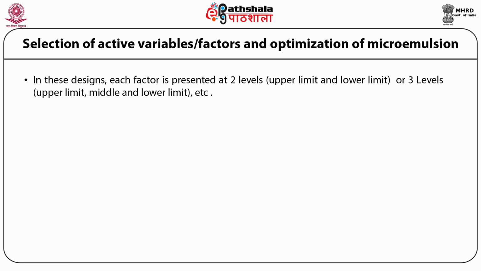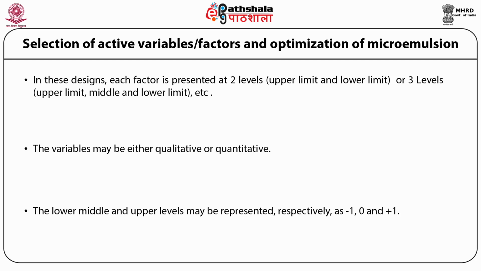Now each factor has different levels. Depending upon our experimental domain, we either take two levels, that is upper limit or lower limit, or three levels, that is upper limit, middle limit or lower limit. So the variables may be either qualitative or quantitative, and these levels are labeled as -1, 0, +1, that is for lower, middle and upper respectively.